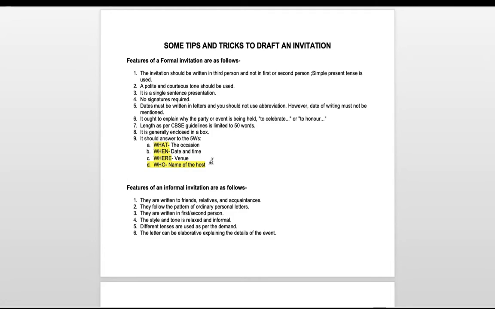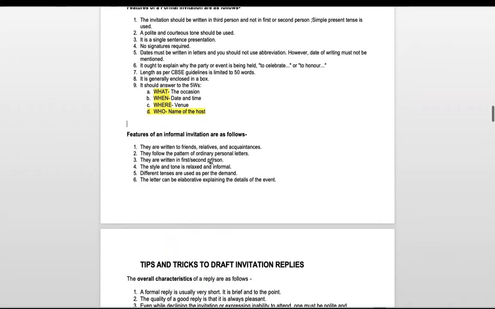If you cover these W's, nobody would cut your marks, and if you follow the format. So these are some hacks you could use while writing an invitation. These are the most important points without which an invitation is incomplete. Now we'll move on to the features of an informal invitation.